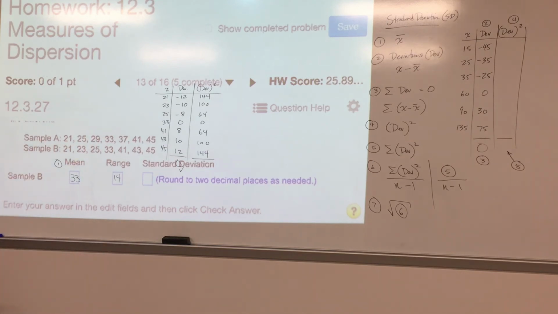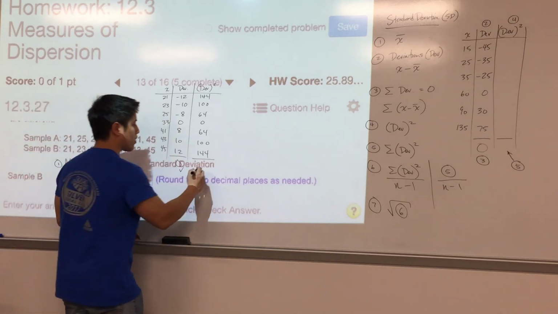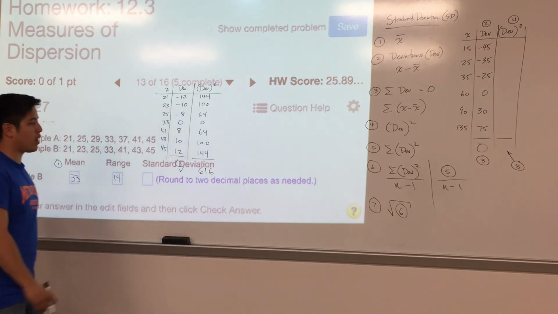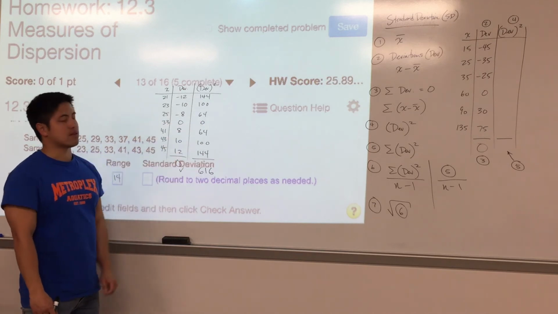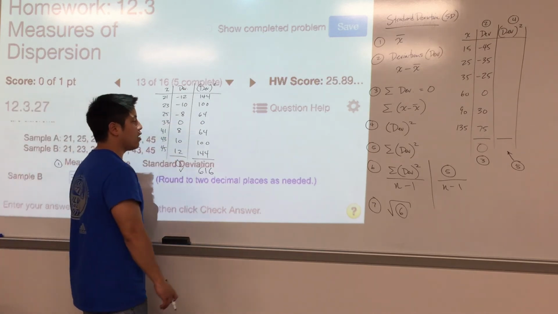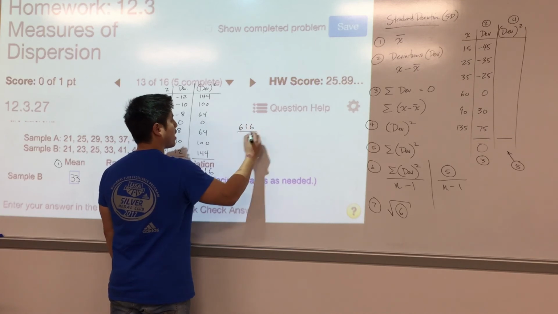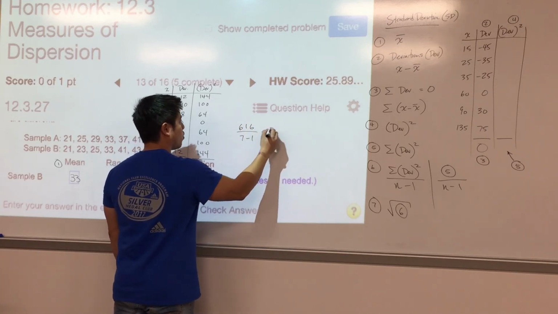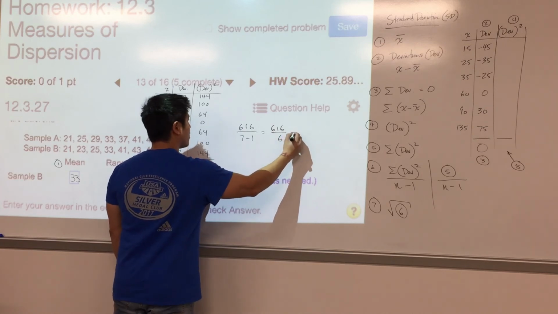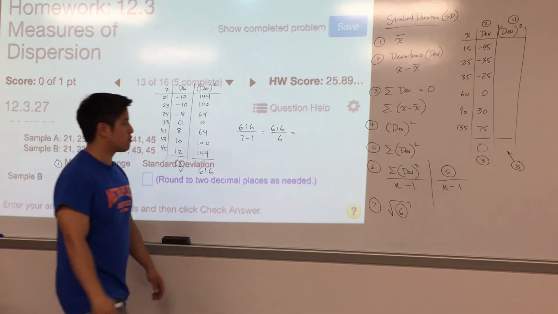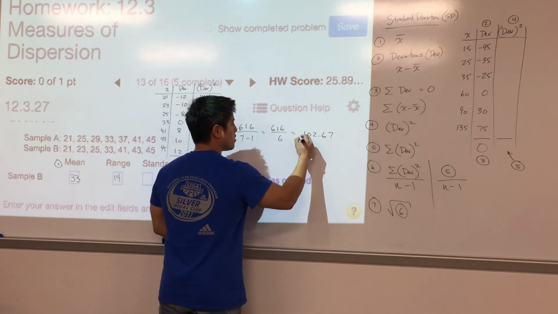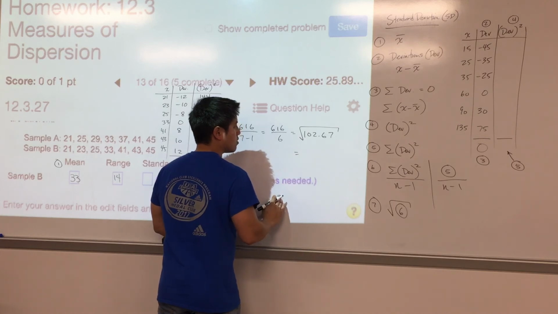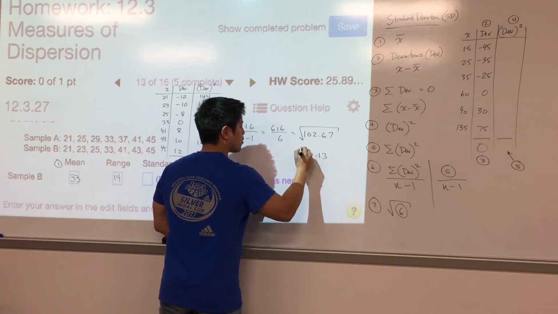Is there somebody that's ahead that can tell us the sum of the square deviations? 616. Okay, perfect. Thank you, guys. So the sum of your squares, that's another way of calling it. The sum of squares is 616. And so now we're going to take 616, divide it by 6, 7 minus 1. Yes, you got it. And so what is that? 102.67. And then we're going to take the square root of it and answer 10.13. There's your standard deviation.